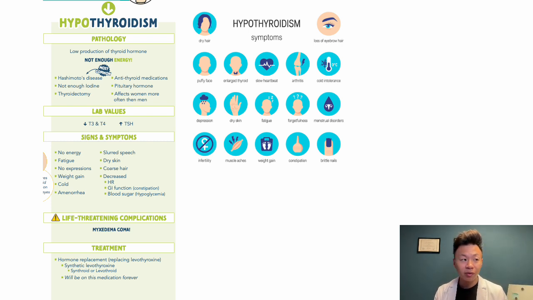Low heart rate, right? Low blood sugar, low GI function. You are not sweaty. You are probably dry, right? You're not hot. You're probably cold, right? You're going to have slurred speech, right? You have no energy. You're tired all the time. That is going to be your hypothyroid. You are not skinny. You're starting to gain more weight because your metabolism is a lot slower.